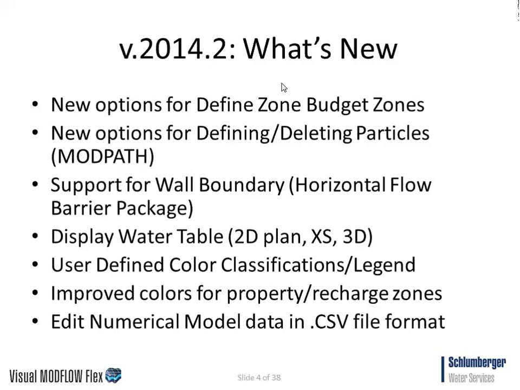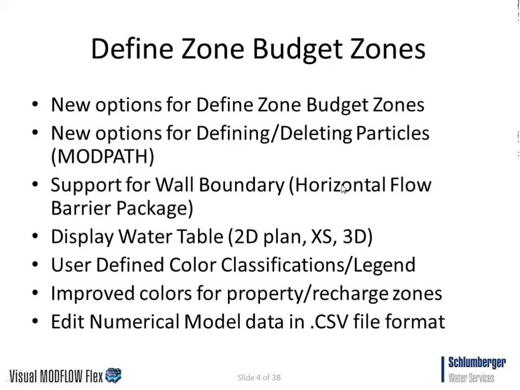So we've improved the options for ZoneBudget, adding and removing particles for MODPATH. We've added support for the HFB, or horizontal flow barrier package, also called the wall boundary. You can now calculate and display the water table in a plan cross-section in 3D view. We've offered more flexibility for adjusting the colors and the legends when you're looking at properties and calculated heads or concentrations. And we've improved the colors for property and recharge zones, and also added a way to allow you to edit numerical model data in a CSV file. So let's go into a little bit more of each of those options in the next slide.